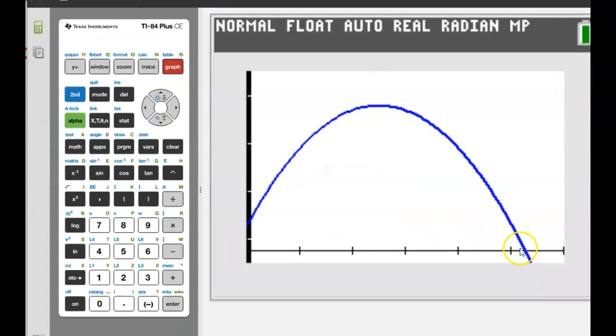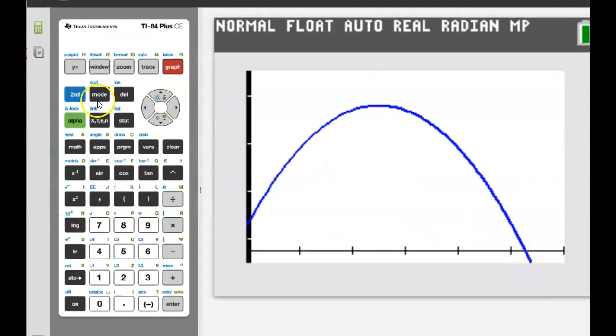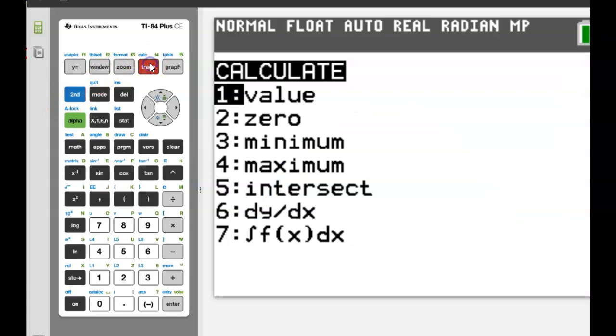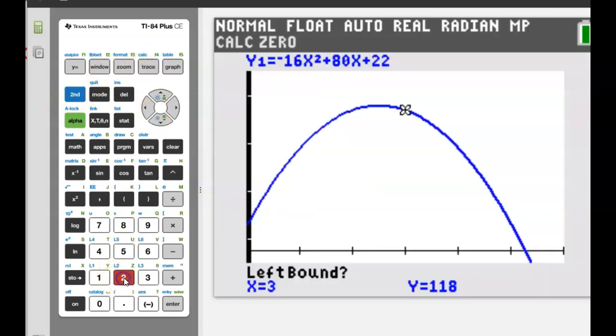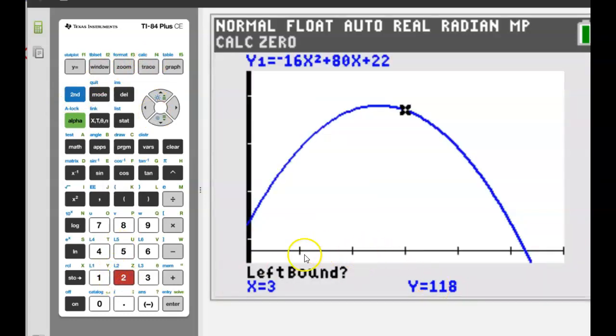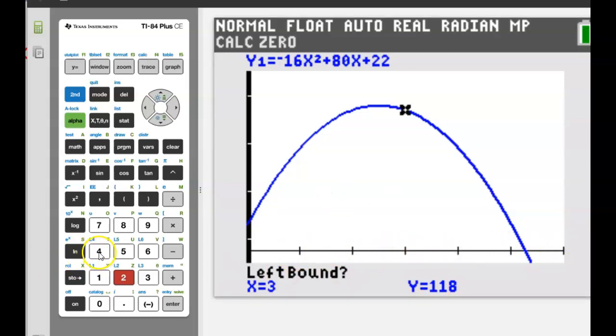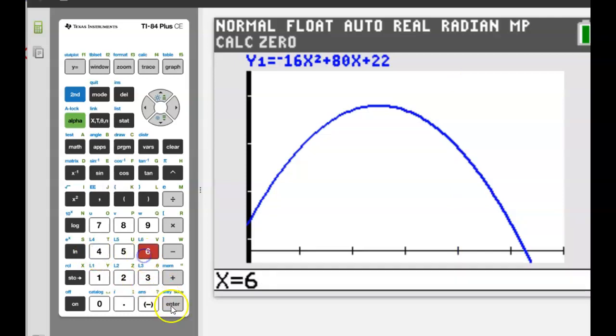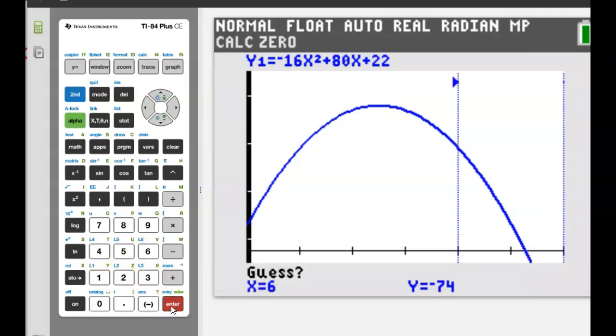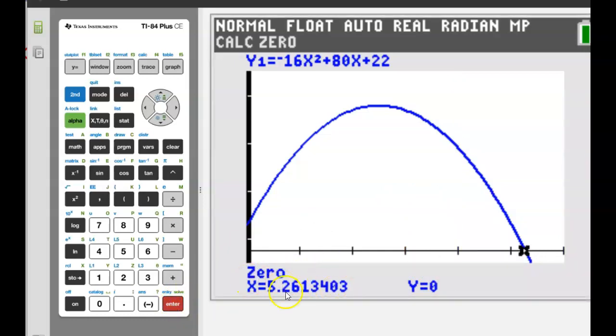How do we find that? 0. Yes, we go second, trace, calculate the 0, and 1, 2, 3, 4, looks like it's between 4 and 6 seconds. So I'm just going to type that. You can trace around if you want. Make sure it does not still say guess. You need it to say 0. So I have 5.26. Did anyone else get that?